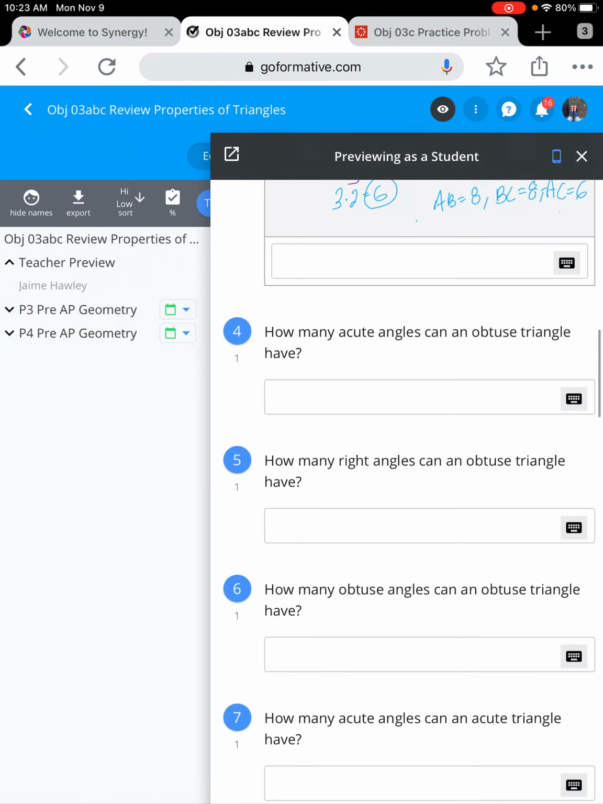How many right angles? Well, if it had a right angle, it would be a right triangle, so that's going to be 0. How many obtuse angles? Well, it's an acute triangle, so acute triangles cannot have any obtuse angles.